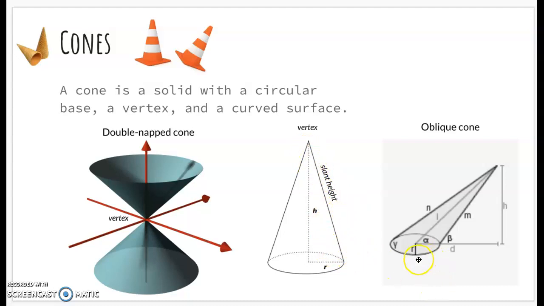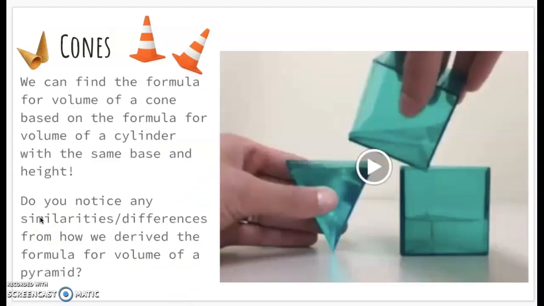Some cones may not necessarily meet their base at a 90-degree angle. You could have an oblique cone, which is a cone that's sort of been kicked over, right? You have your base and then your cone itself is very slanted. I like to think of waffle cones. I think waffle cones are a really good example of oblique cones in real life.